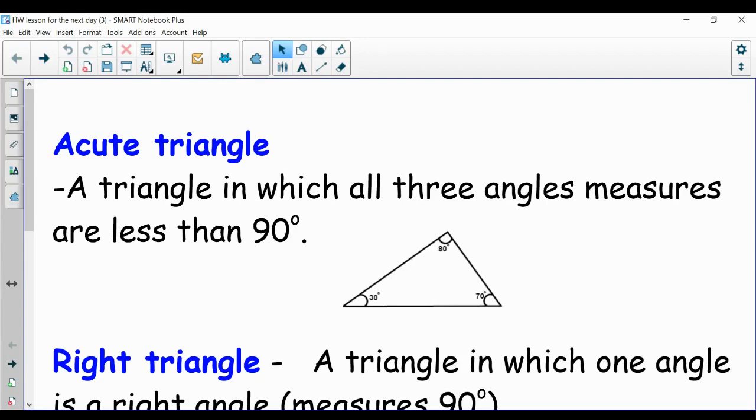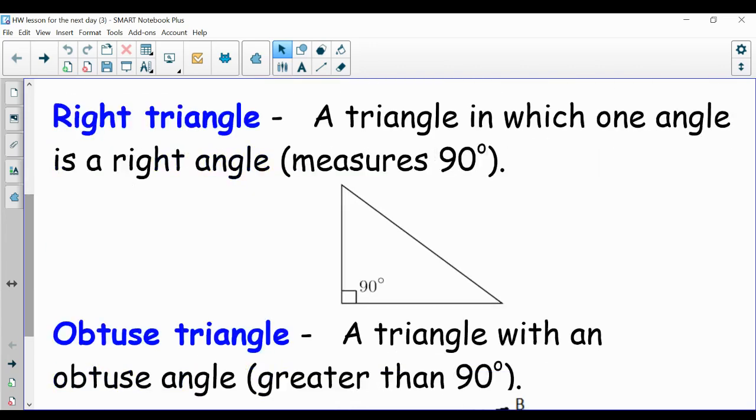The first three you may already have learned in middle school. First one, acute triangle: a triangle in which all three angle measures are less than 90 degrees. So you can see the picture. We only have 30 degrees, 80 degrees, and 70 degrees inside the triangle.